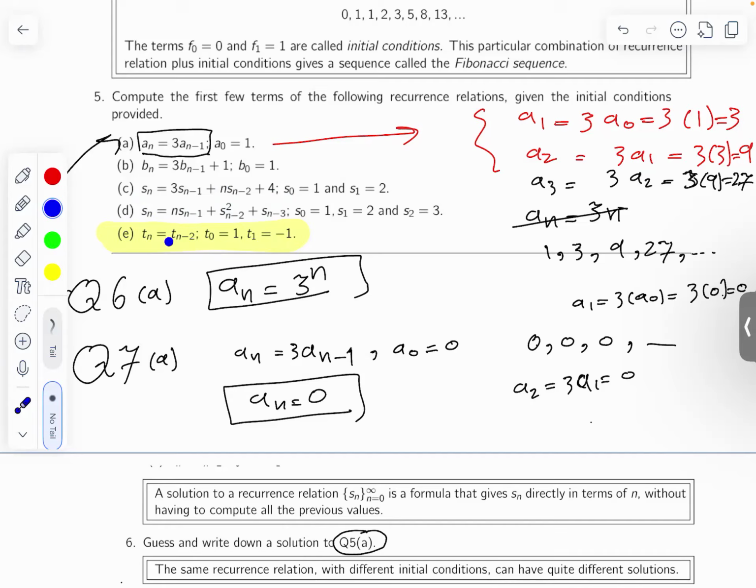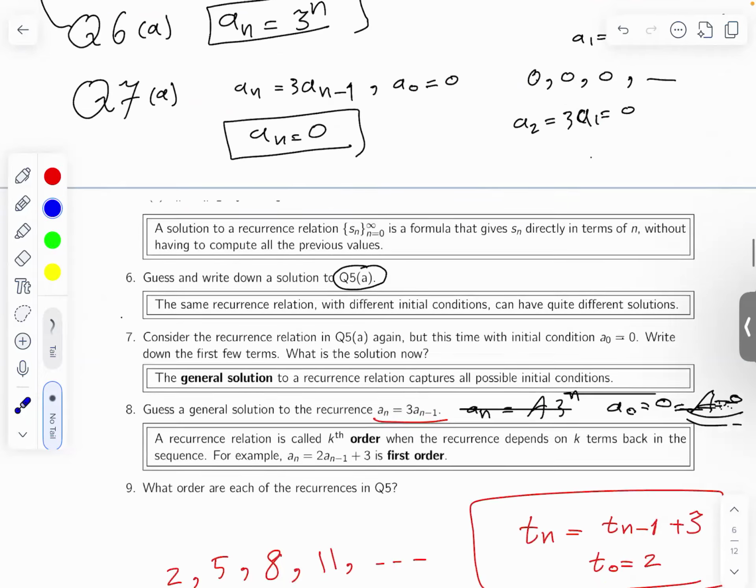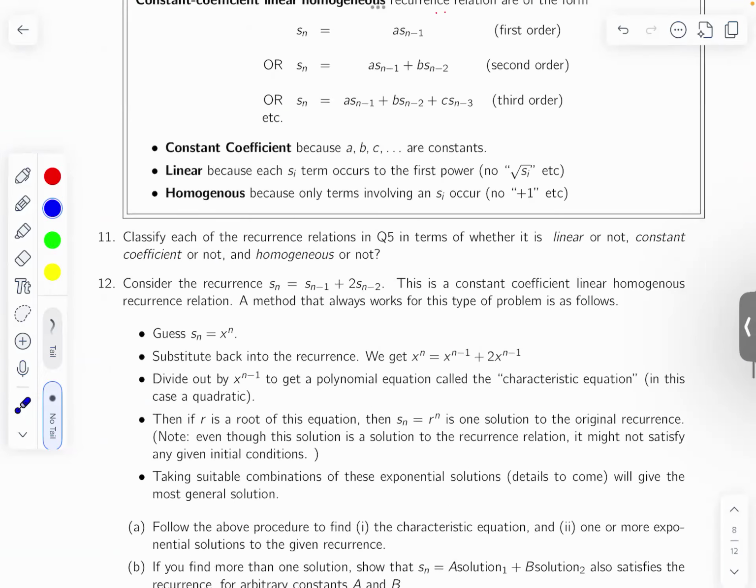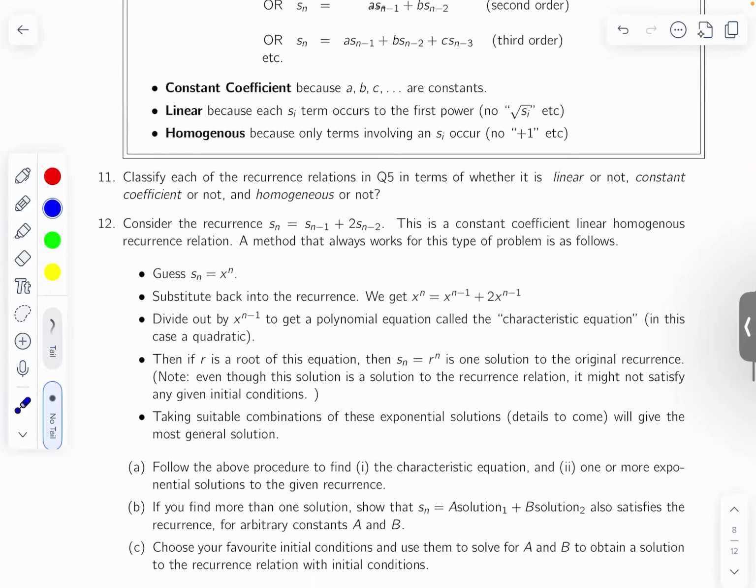Is it linear? Yes. What's the order? Second order linear, constant coefficient, and homogeneous. If it is homogeneous, it's easy to solve. If it is non-homogeneous, it's difficult to solve. You will have a non-homogeneous question in your exam. Focus one time and you learn it forever. Classify, we did.